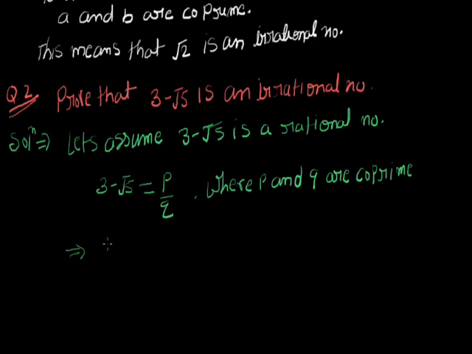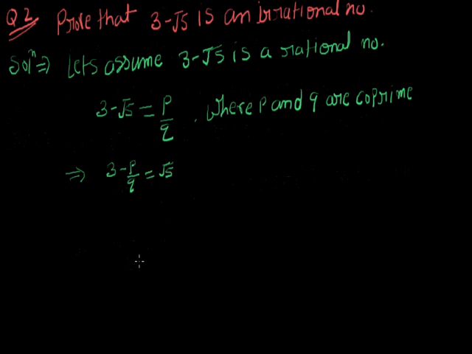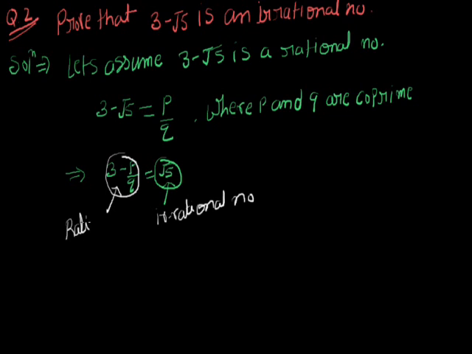Now, if I transfer p by q to the left hand side, it can be written as 3 minus p upon q is equal to root 5. Now, if you observe this equation, on the right hand side there is root 5, and this number is an irrational number. And in 3 minus p by q, 3 is a rational number and p by q is also a rational number. Now the difference of two rational numbers is also a rational number. That means the left hand side is a rational number.